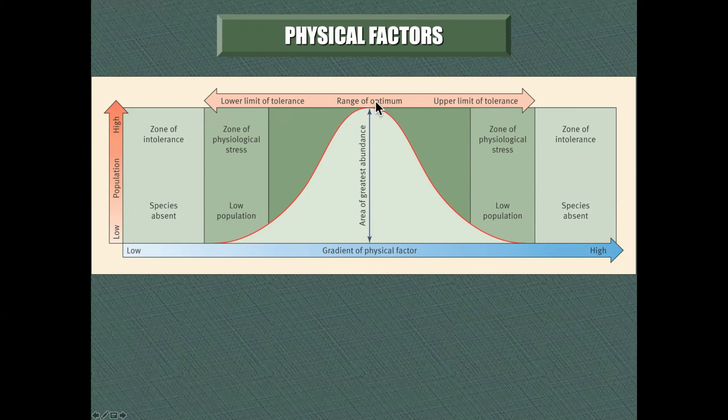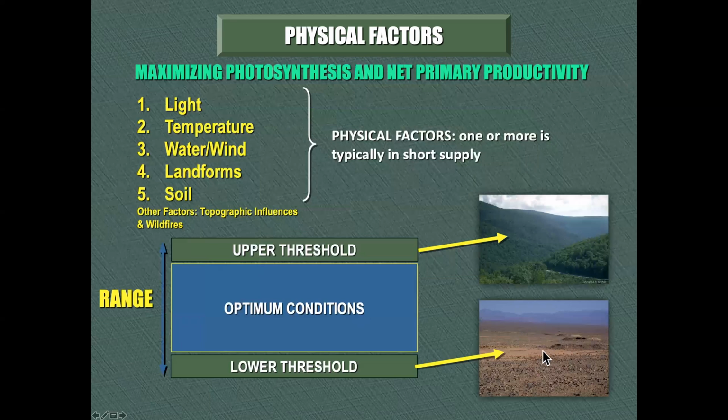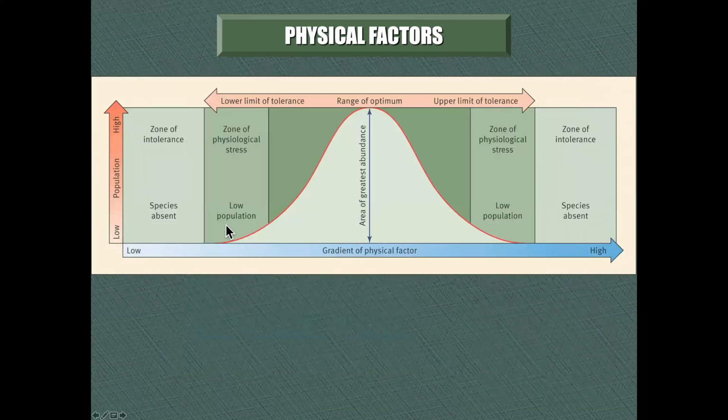And as you head away from this sort of bell top, what happens is you go from an area of abundance to an area of stress to an area of what's called intolerance. So here the population is great, here the population is low, here the population is either absent or almost absent. Okay, so think about back to this image here. There's an absence of plant life. There is an abundance of plant life here. So this image versus this image falls into the desert one and the forest one. Okay?